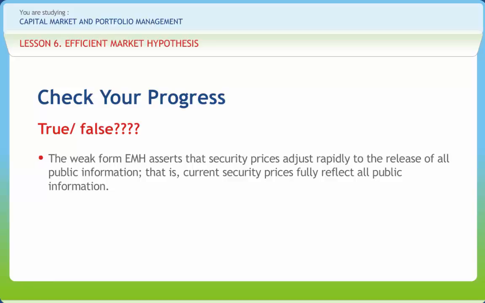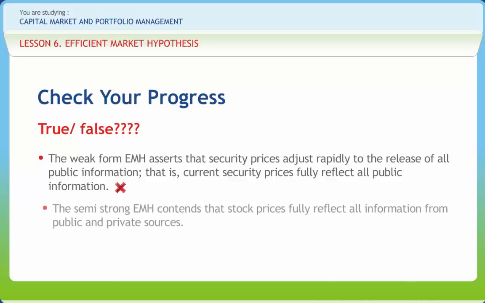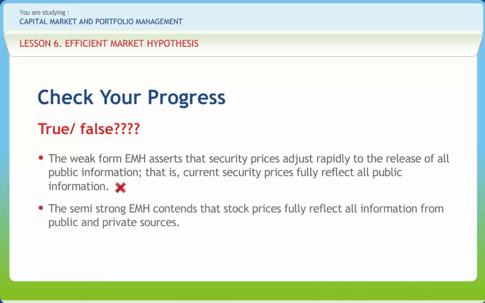Wrong. The semi-strong EMH contends that stock prices fully reflect all information from public and private sources. Right or wrong?